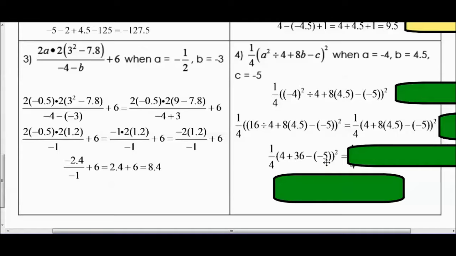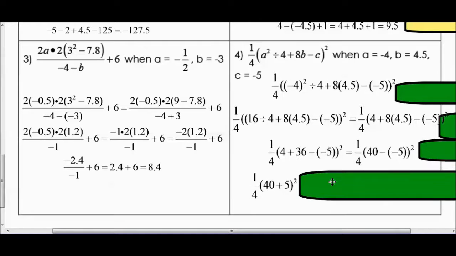So now inside the parentheses we have an addition and a subtraction. We can just work that from left to right. That's 40 minus a negative 5, or 40 plus 5. We can add those inside the parentheses. That would give us 45.